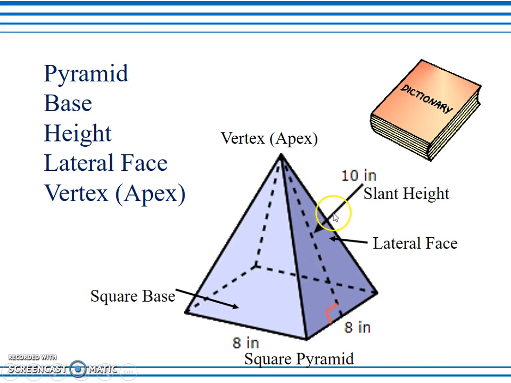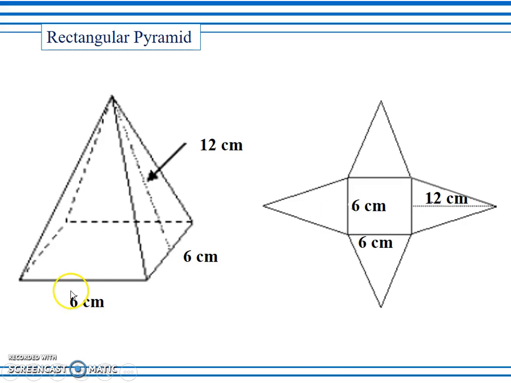This is the slant height. So from the apex down perpendicular to the side of the polygon that's in the base, that makes a perpendicular cut, so it is a right angle. That's called the slant height. So here we have a rectangular pyramid, which in this case is also a square pyramid because each of the sides is 6 centimeters long. And we now know that the slant height is 12 centimeters.